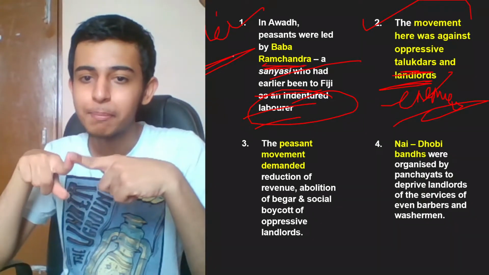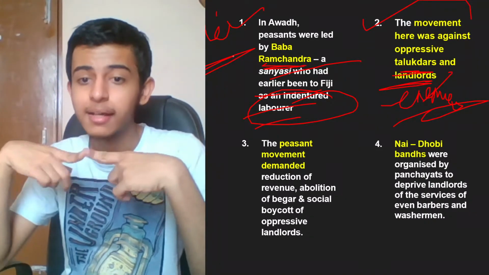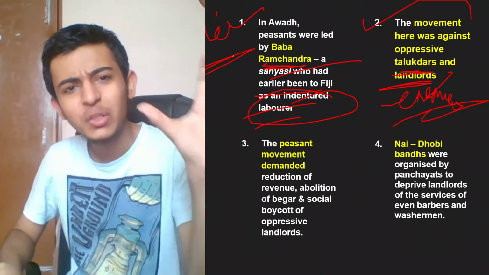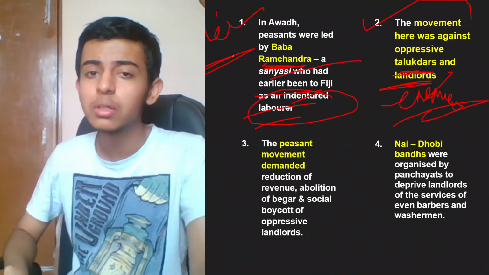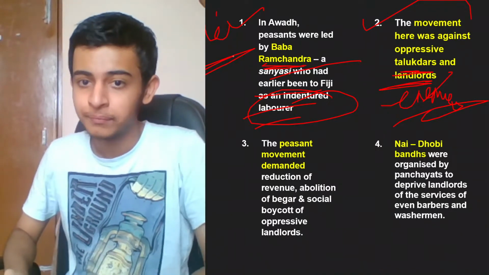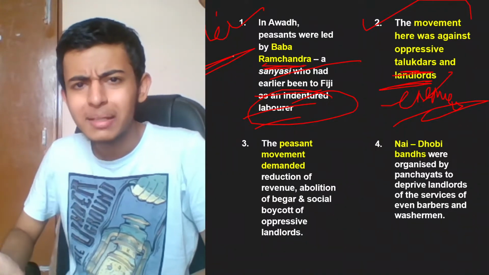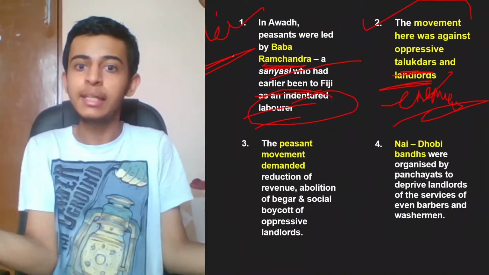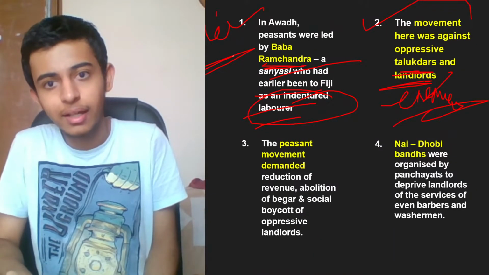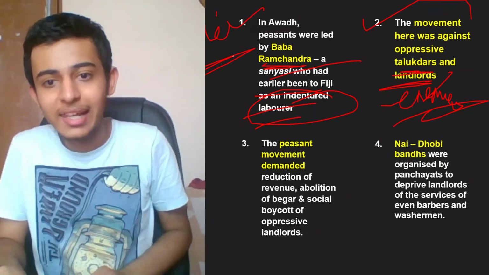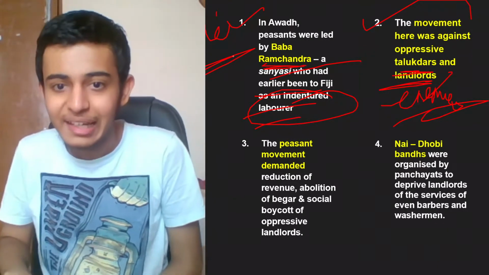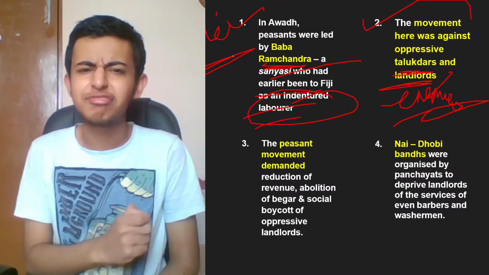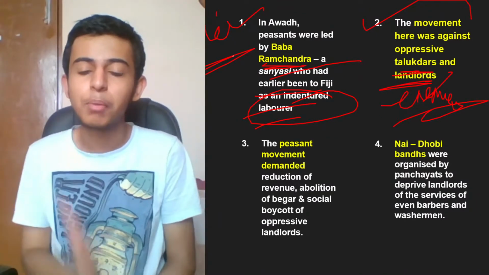The peasant movement demanded reduction of revenue, abolition of begar, and social boycott of oppressive landlords. They wanted the revenue, the taxes which these landlords took, to be reduced. Abolition of begar. What was begar? Working for those talukdars without any wages, without any money. How can you work for free? The landlords are not your relatives. Even relatives don't work for free. And the very brutal landlords had to be boycotted.